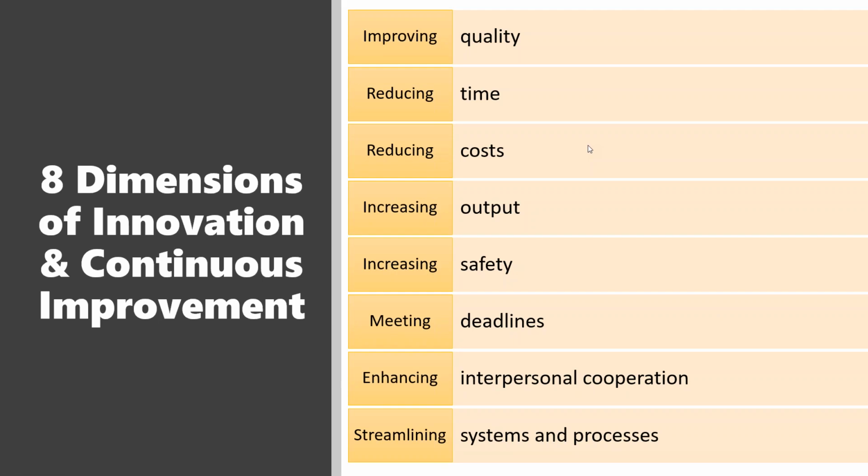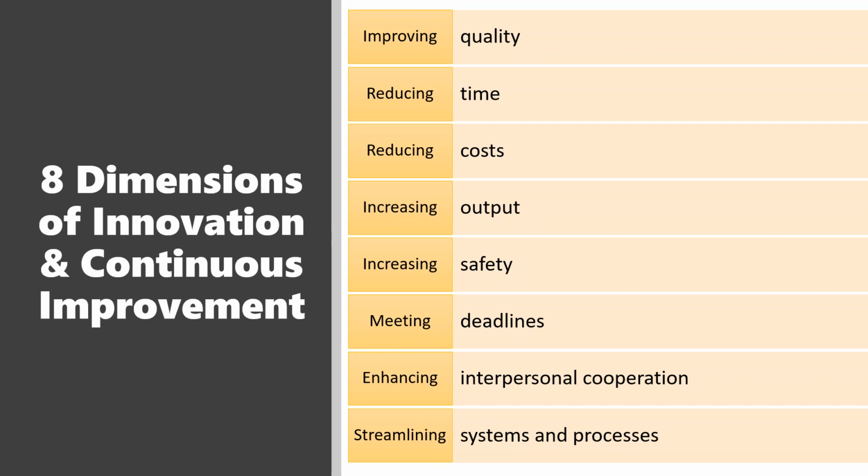So let's have a look at this little list here I've put up, which you might find useful. These are just questions you might like to look at yourself, look at your own team. How do you improve the quality of what you produce in your team? How do you reduce the time you deal with things? How do you reduce the costs? How do you increase the output? How do you increase the safety, if that's applicable? How do you meet deadlines more consistently and regularly? How do you enhance your interpersonal cooperation within and beyond the team? And how do you streamline your systems and processes?